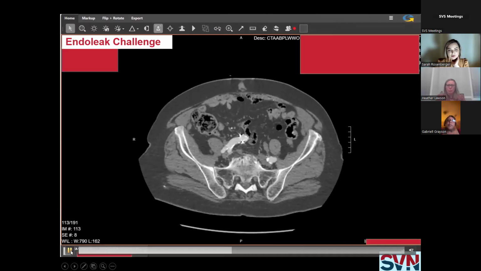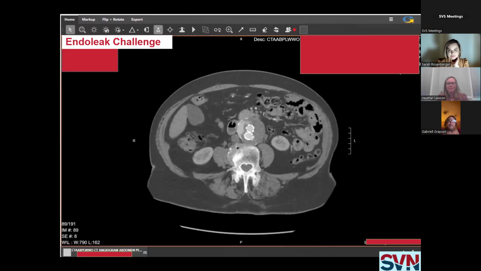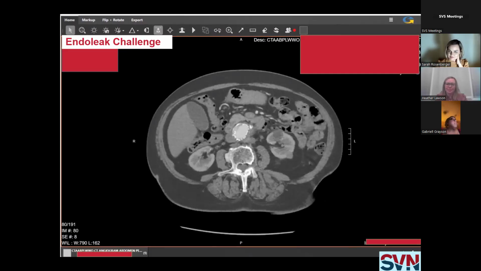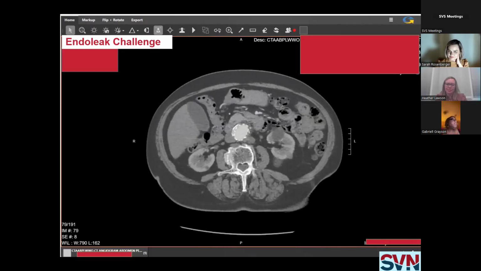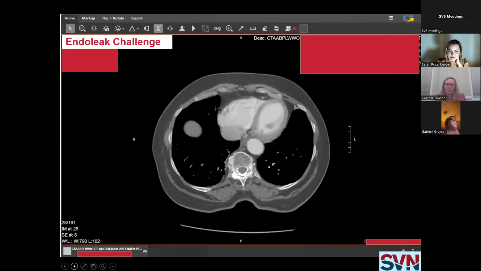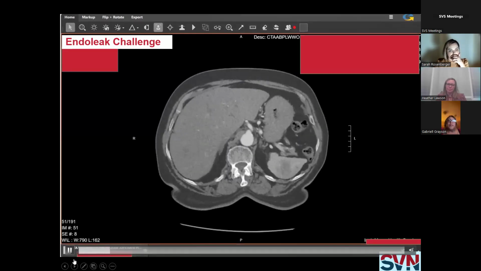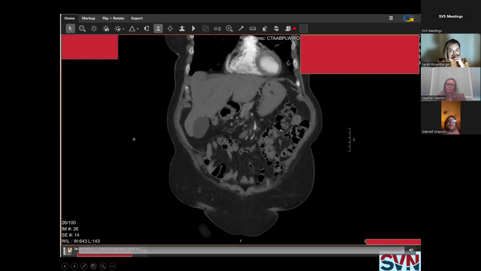Okay, I'm going to play it one more time. Oh, go me, I did that when I was filming it. All right, and now this is the delay phase. This is the arterial phase again, sorry. This is our coronal view.